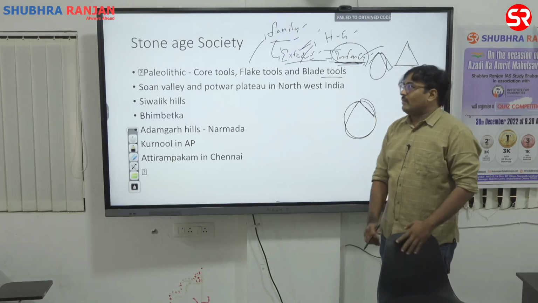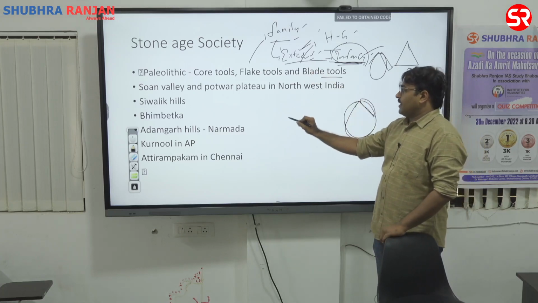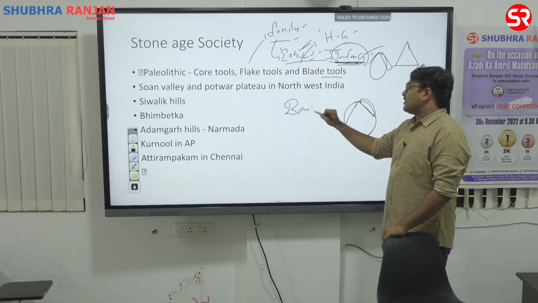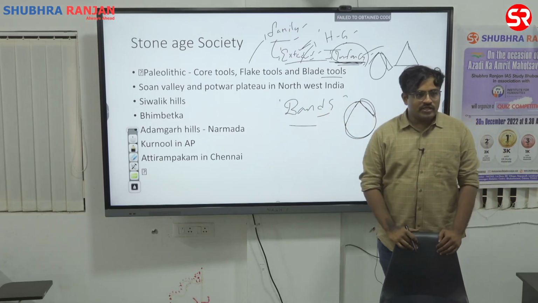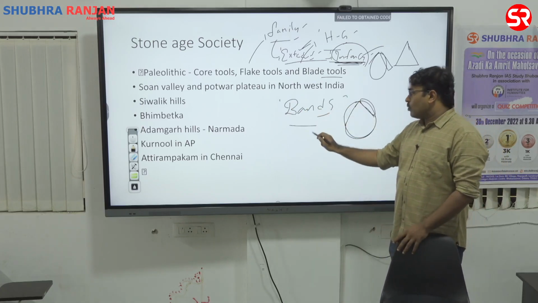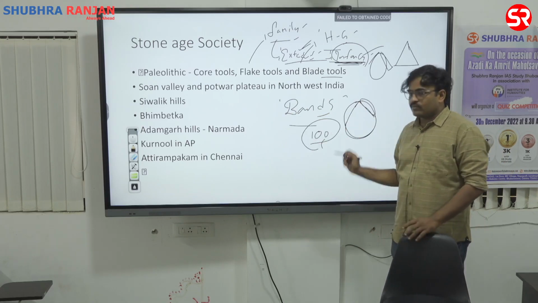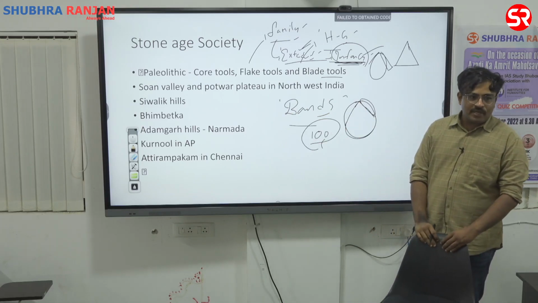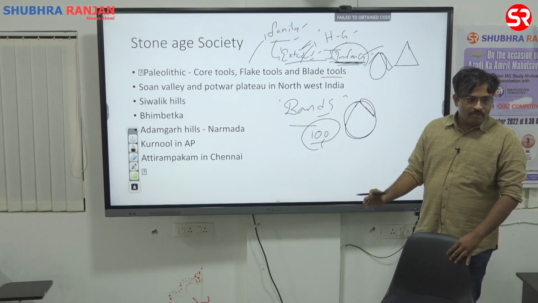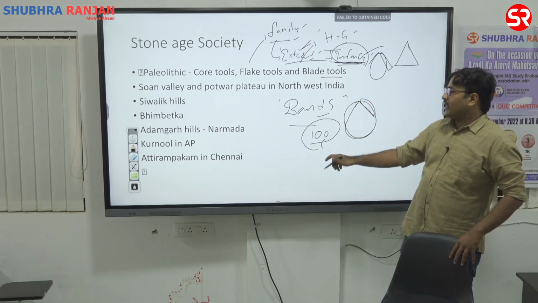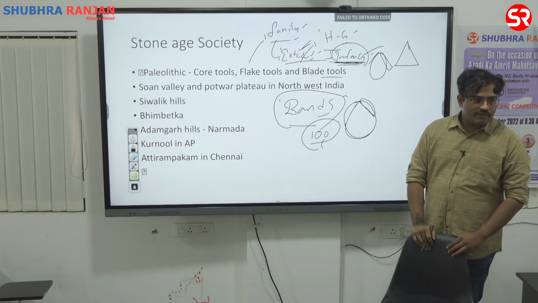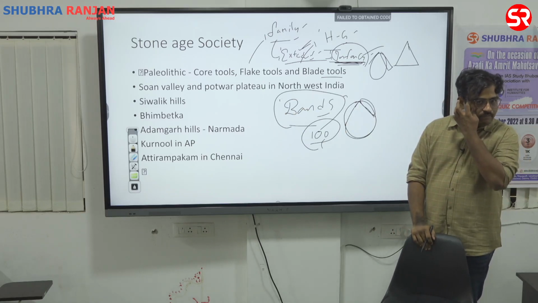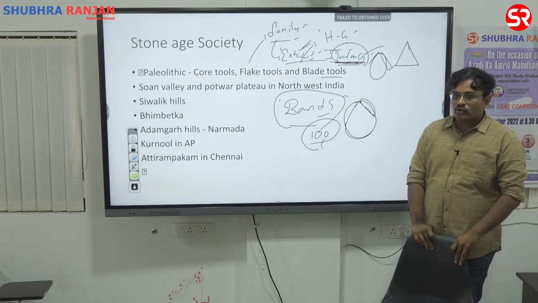Then apart from the family system, usually in the Paleolithic period, the society is organized in the form of bands. Bands are usually groups of people not numbering more than 100. If the number becomes more than 100, it becomes a tribe. But usually here in the Paleolithic period, the society is organized in the form of bands, 50 to 100 people maximum. These bands are groups of people who used to hunt together.